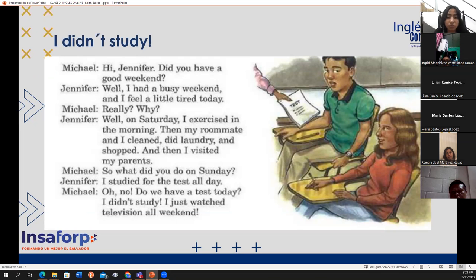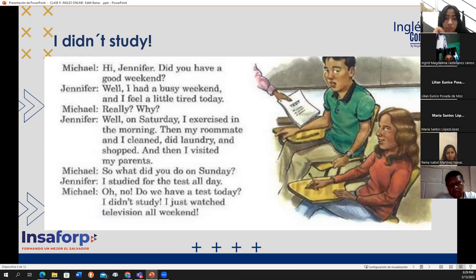Catherine Andrea and Ingrid Magdalena. Hi, Jennifer. Did you have a good weekend? Well, I had a busy weekend and I feel a little tired today. Really? Why? Well, on Saturday, I exercise in the morning. Then my roommate and I cleaned, did laundry and shopped. And then I visited my parents. So what did you do on Sunday? I studied for the test all day. Oh no, do we have a test today? I didn't study. I just watched television all weekend.